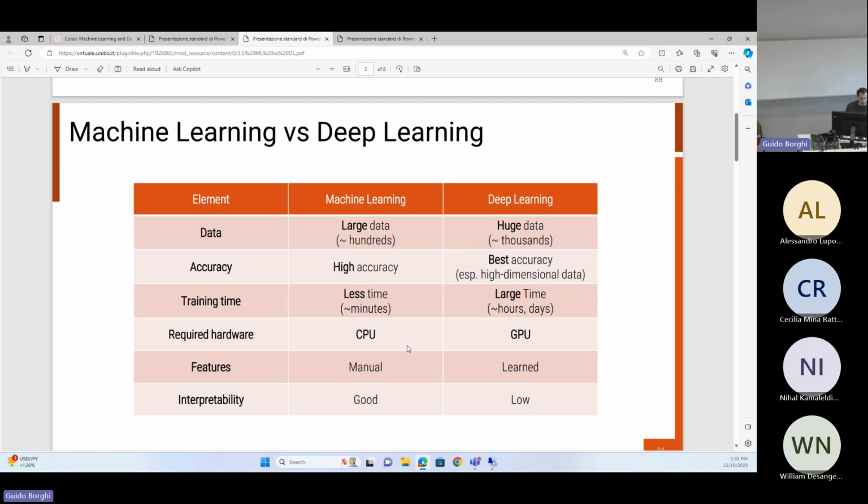This is a problematic element for deep learning. There are several research fields that are working on the interpretability of deep learning solutions, but we can say that nowadays interpretability for deep learning is a problem.